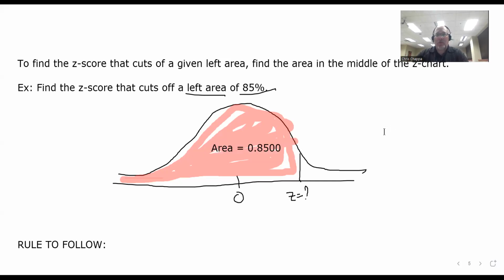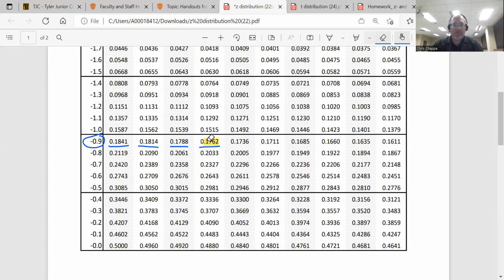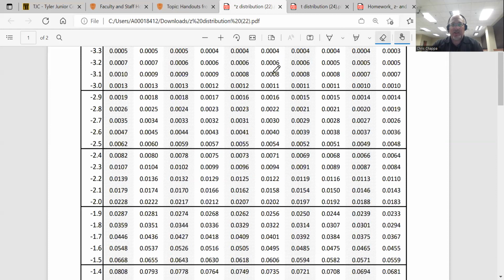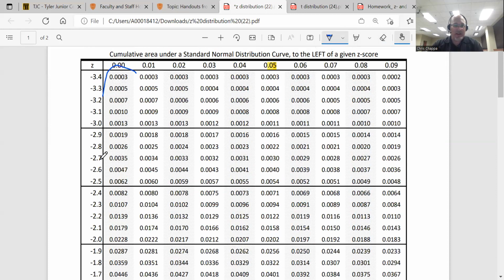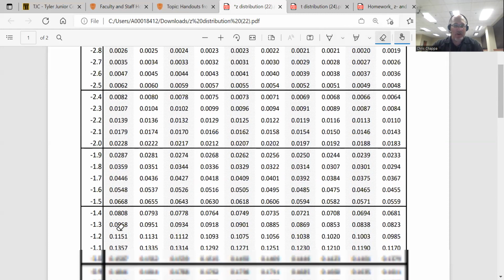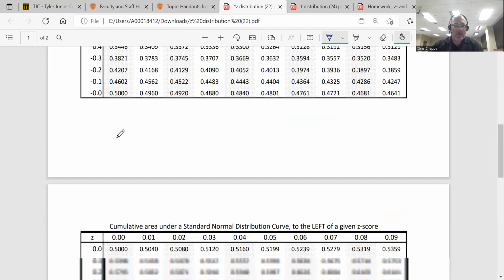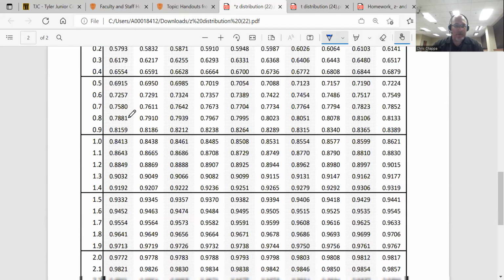Then what's the z-score? Well, to work it backwards, we have to find 0.8500 inside of the z-chart. There's a good chance it's not in there exactly. See if we can find it. All right, now the areas in here are in some sort of order. The best advice I can give is to start looking in the first column and keep going until you find something reasonably close to what you're looking for. I'm looking for 8500. I am nowhere near that. Let's keep going. We're getting there.